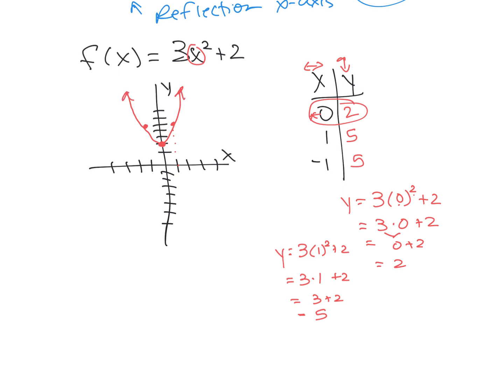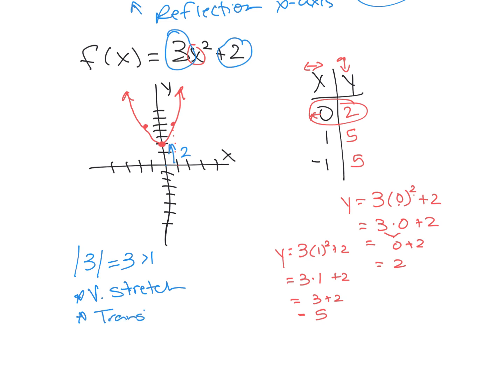Okay. Now we're going to discuss. Let's look at our a value. The absolute value of 3 is 3. So it is greater than 1. So this is a vertical stretch, right? Vertical stretch. Then we have this 2. Remember, it's moving up. So it went up 2. So that is the first thing you're going to say. And then you're going to say it's a translation up 2. Okay, and so that's what you would say for your work.